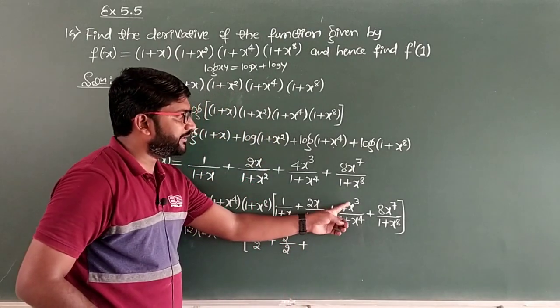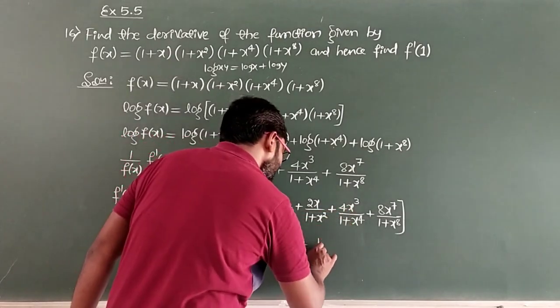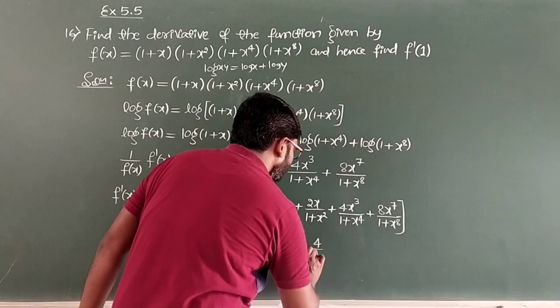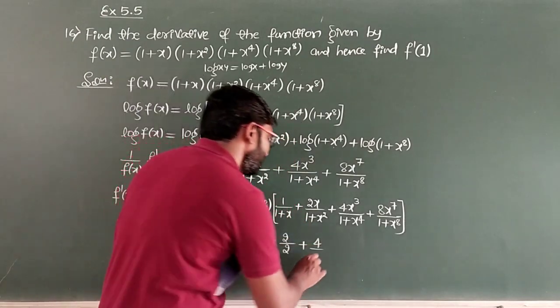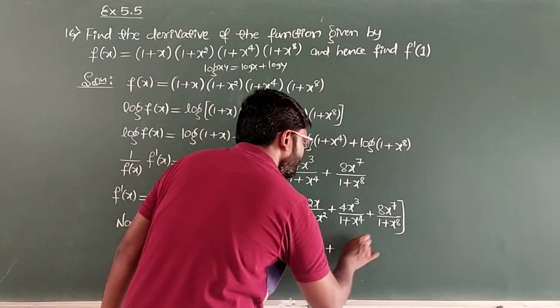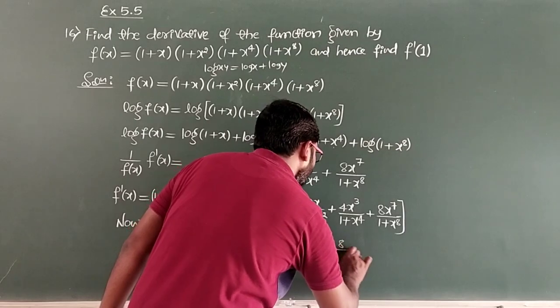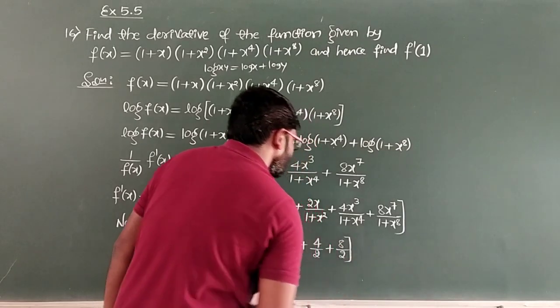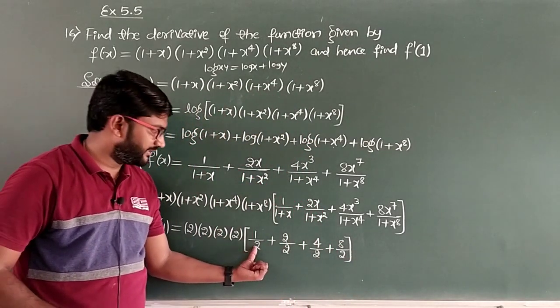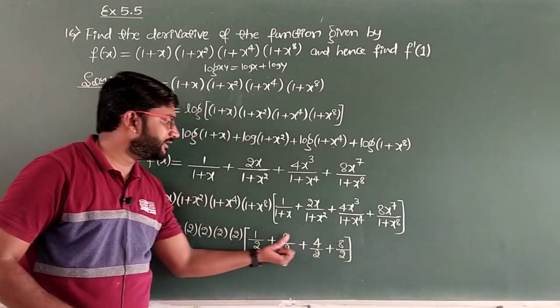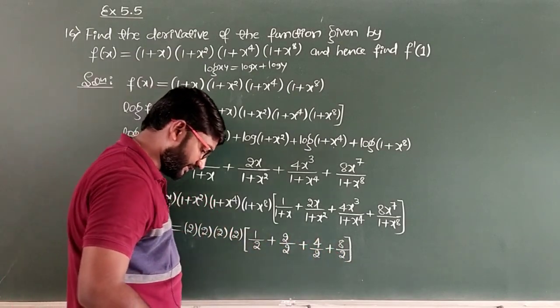So now 4 into 1, it will be 4, divided by 1 plus 1, it will be 2, plus. So we get 8 divided by 2. So in the next step we will have to take up the LCM. LCM is going to be 2. Add all the numerators. So let us simplify this.